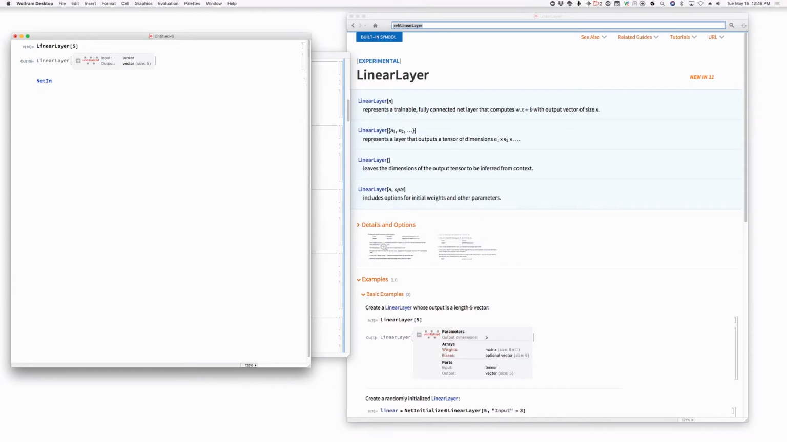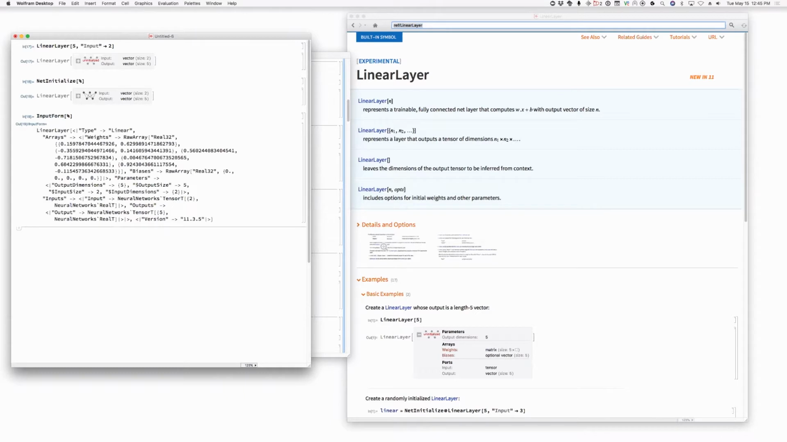Okay, so if I say net initialize of this, what is that saying? So if it doesn't know what the input size is, then it doesn't know how large the weights are going to be. So if you say input goes to 2 or something. It's not my favorite. So the question is, why is this not...? Okay, fair enough.